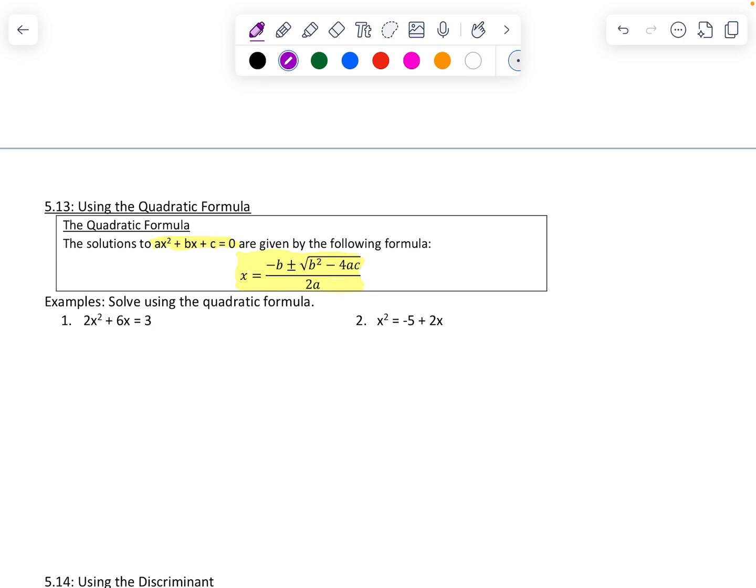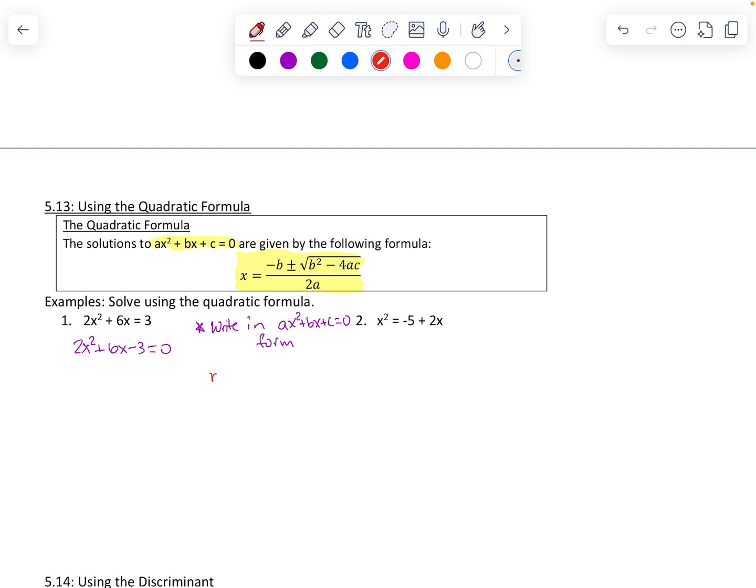So the way that you're going to use the quadratic formula is, the first thing, if you look at number 1, you need to start by writing it in standard form. It's ax squared plus bx plus c equals 0. So we're going to write it in that form. I do that by moving over that 3. So I get 2x squared plus 6x minus 3 equals 0.